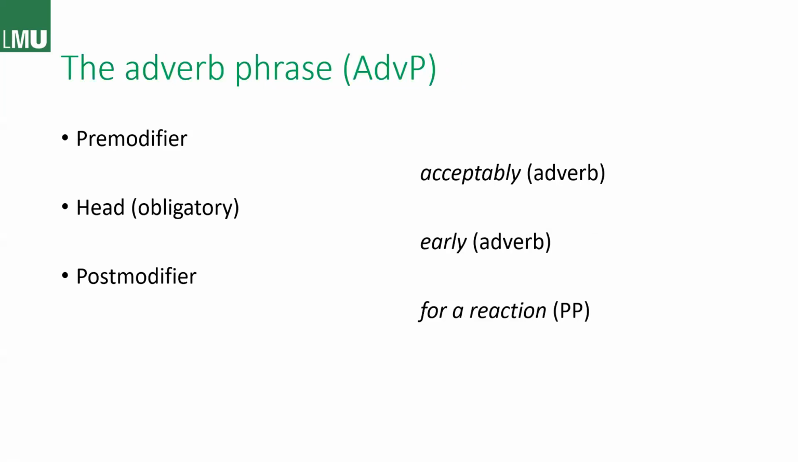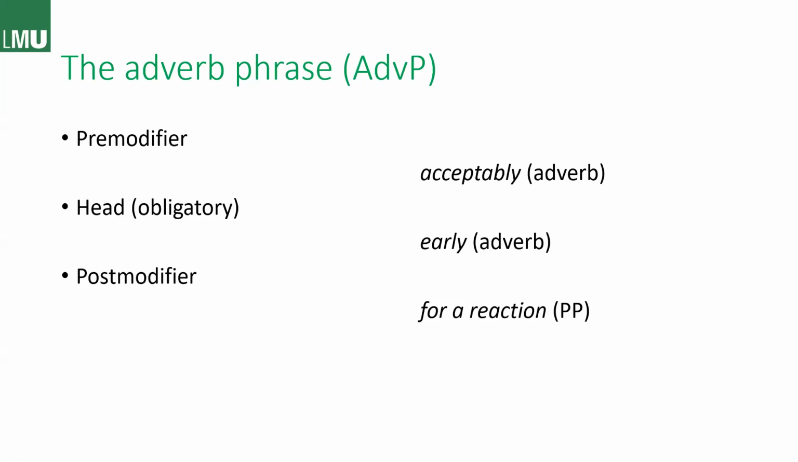Then we've got the adverb phrase. And in the adverb phrase, we've got the exact same structure as in the adjective phrase, just with the one addition that the head must be an adverb, obviously, because we've got an adverb phrase, the head is an adverb, like "early" here. And the pre-modifier, again, further modifies the head and is also an adverb in this case.